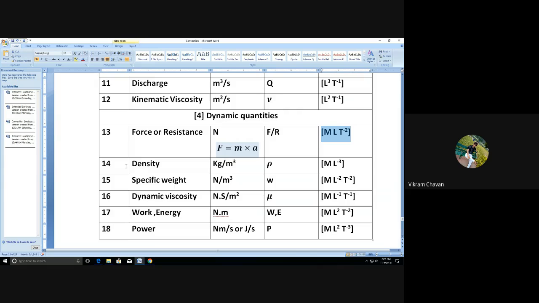Then next one is the density. Density unit is kg per meter cube, and its symbol is rho, and its dimensions are m L raised to minus 3.